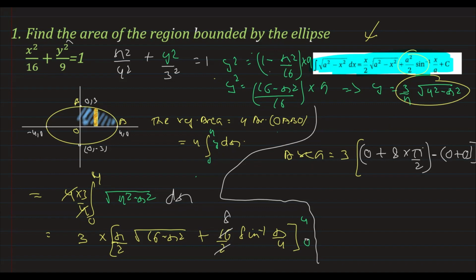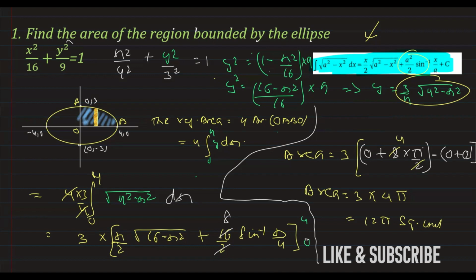So now the final part that we'll get here is 3 times, this is what? 4 pi multiplied by 4 pi. So it should give you how much? 4 into 3 is 12 pi, and you must write square unit, right? So this is how the first question that I've selected out of 4 is done. Now let's move to the next.